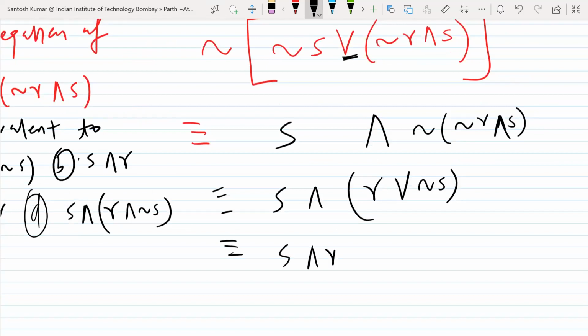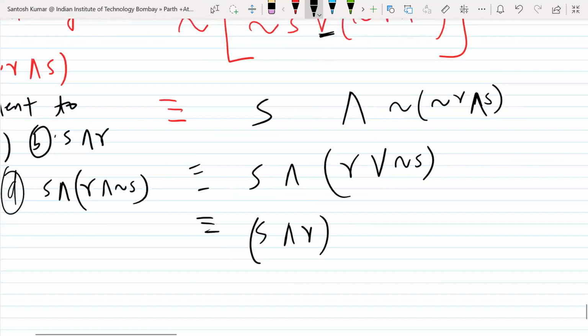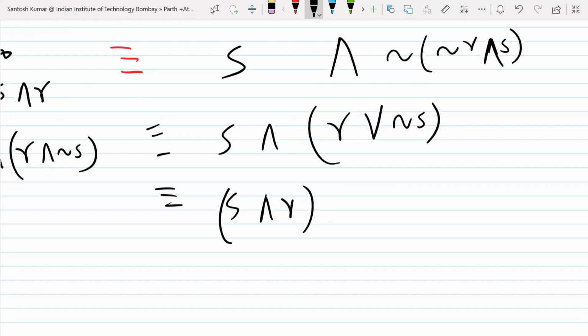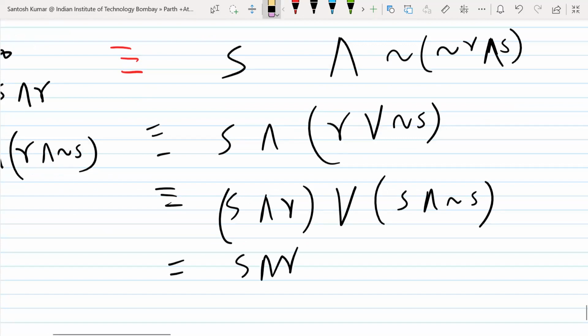So S and R, I'm applying the distributive law. Okay, so S and R or S and not S. So I applied distributive law: A into B plus C is A into B plus A into C. So S and R, or now S and not S.